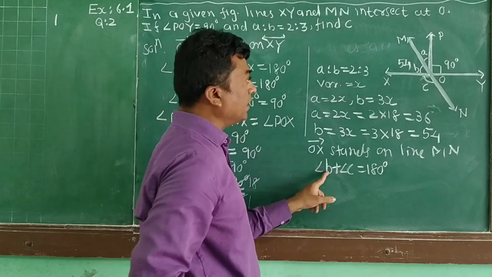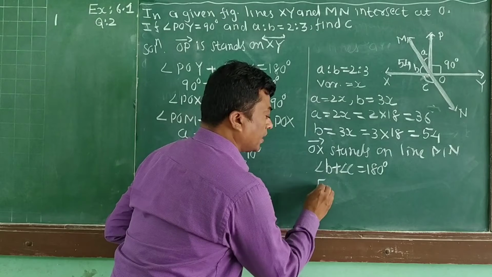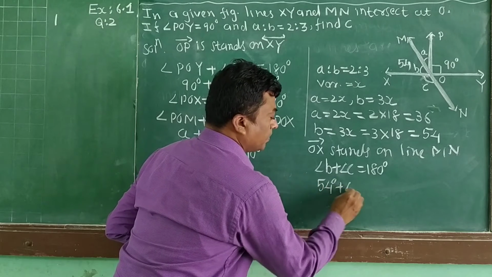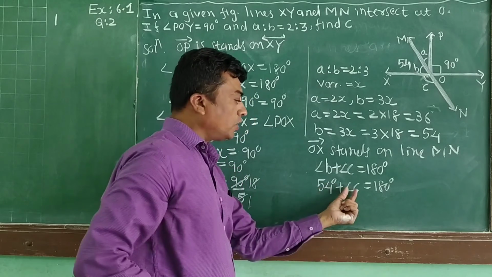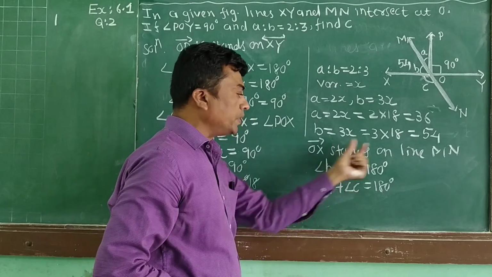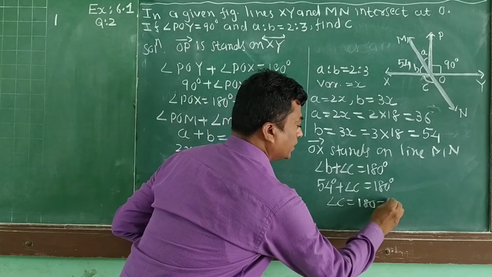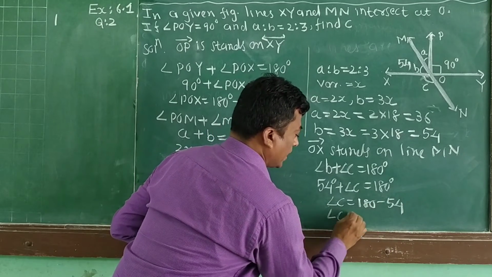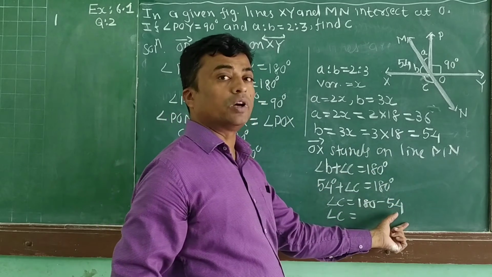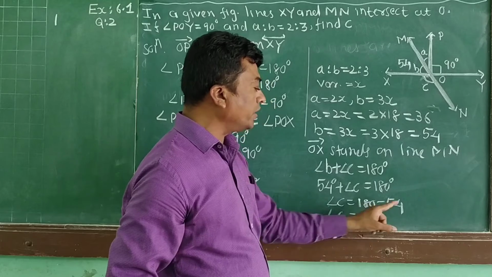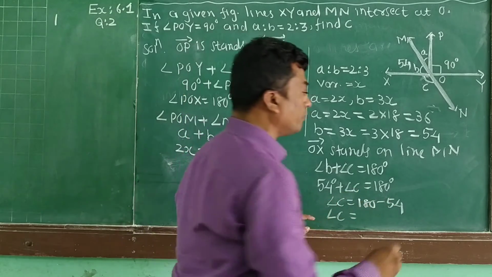Now, see here. Angle B we identified. It is 54 degrees. So, instead of angle B, 54 degrees plus angle C is equal to 180 degrees. We have to identify angle C, so the 54 side we have to change. So angle C is equal to 180 minus 54. The 54 is positive on this side, so it becomes negative on the other side of the equal sign. Now we have to subtract 54 from 180.